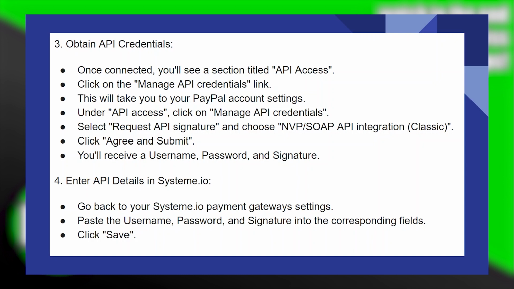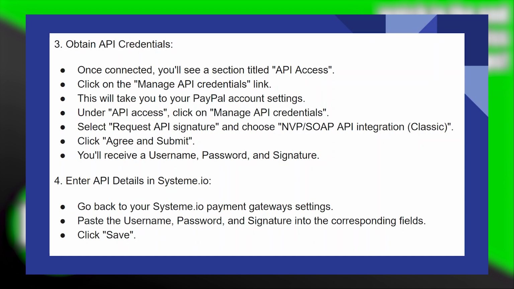Now, click on the Manage API Credentials link. This will take you to your PayPal account settings. Under API Access, click on Manage API Credentials. Then select Request API Signature and choose MVP or SOAP API integration.